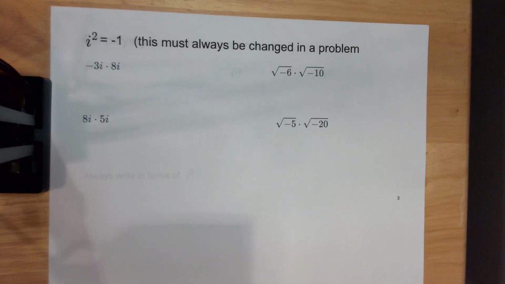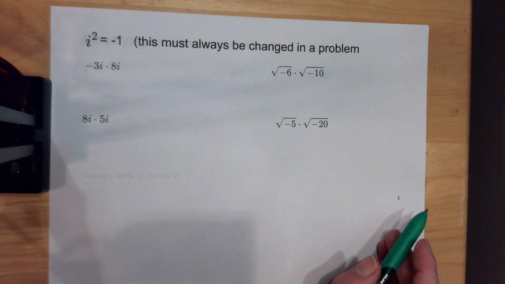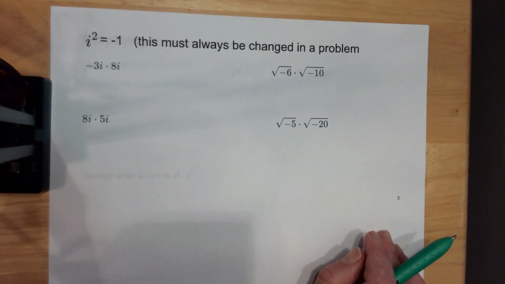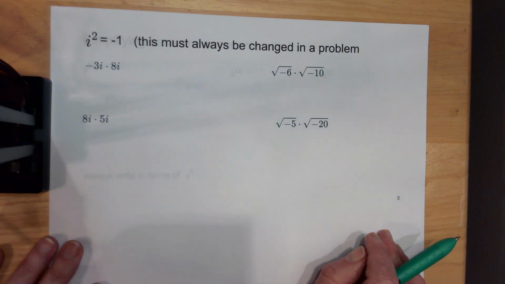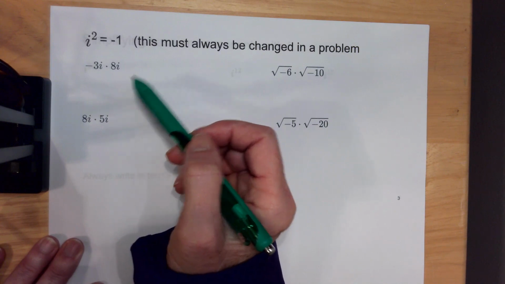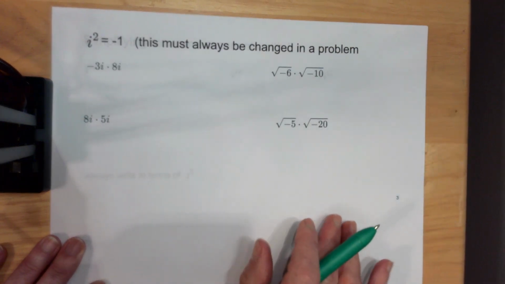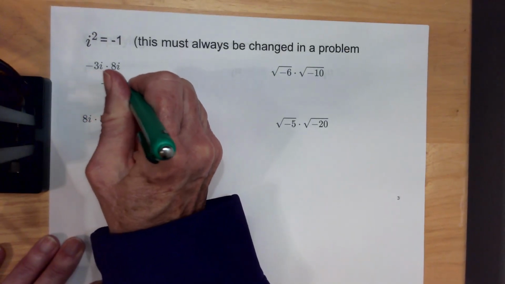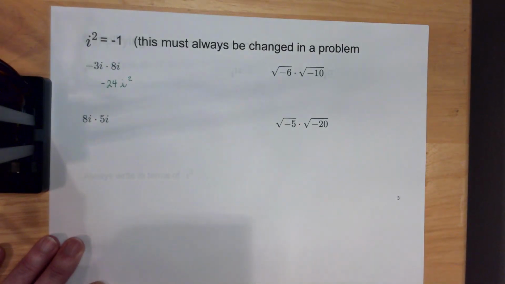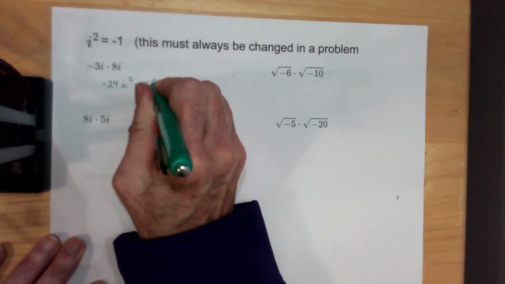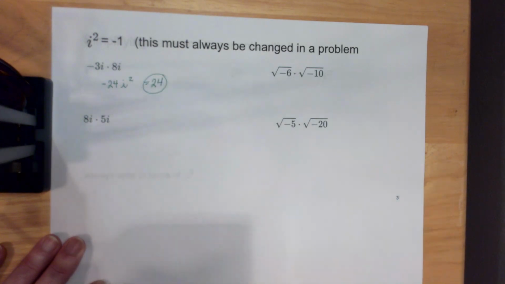i squared is always equal to -1. You are never allowed to keep an i squared in an answer. So if you have an i squared, it always has to be changed to a -1. So if I have a -3i times an 8i, and you can more or less look at the i's as like variables, I'm going to have a -24i squared. But like I said, I cannot keep the i squared. I have to look at the i squared as a -1. So -24 times -1 is going to give me a positive 24.